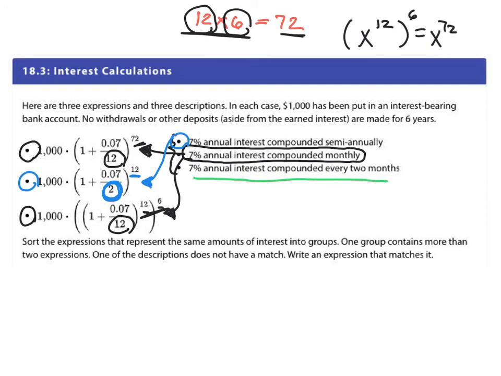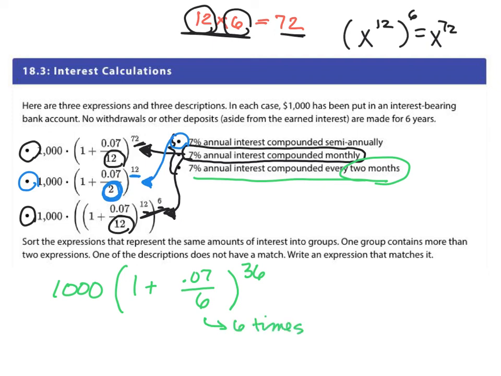Okay, so if we're compounding it every 2 months, we're really breaking that into 6, which means we're going to raise it to, we don't want 72, but we're going to compound it half the amount of time, which is 36. So that would be compounding every 2 months for 6 years. Every 2 months would be compounding 6 times in a year, 36 times overall, because that would be for 6 years. Okay, again, it's kind of a stretch, the blue and the green one. And that's actually all we have for today.